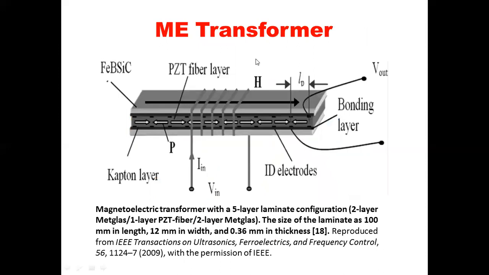So this is the ME transformer. We know transformers are used to either step up or step down the applied voltages. The regular transformers we have seen are bulky devices with an iron core and copper winding like that. Generally, it is a bigger device, and the transformers are fabricated using these ME layers like this.